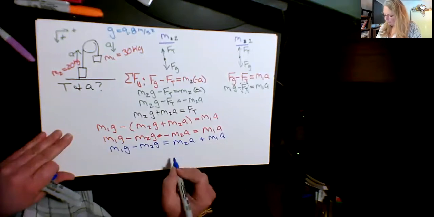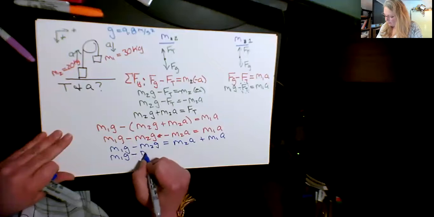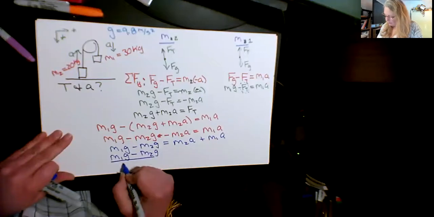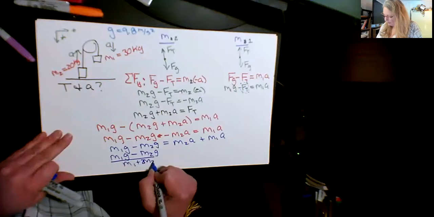Same trick, I'm going to factor that out. So mass 1 times gravity minus mass 2 times gravity, divided by mass 1 plus mass 2, equals a.